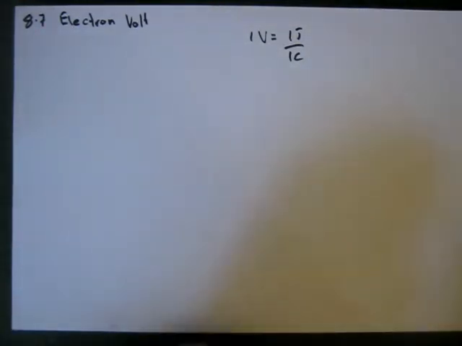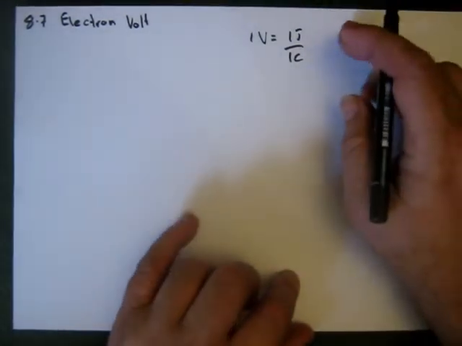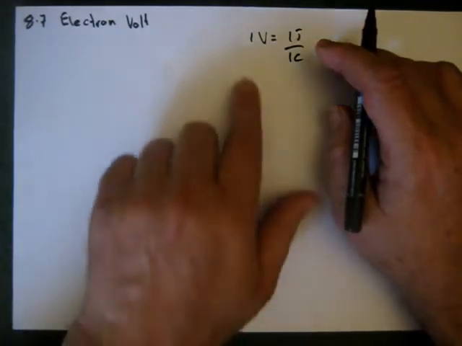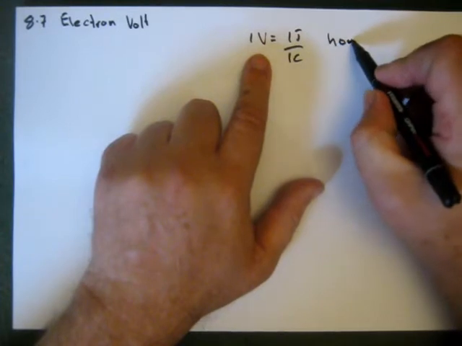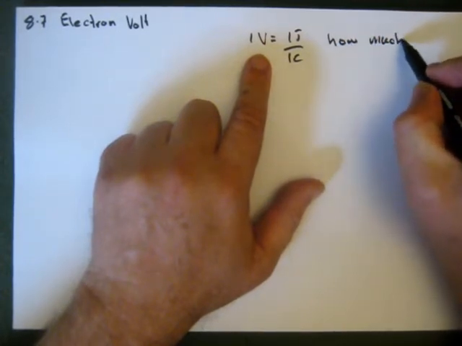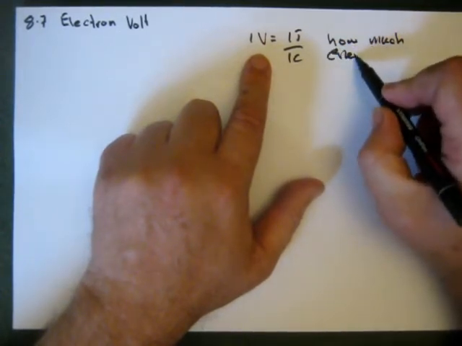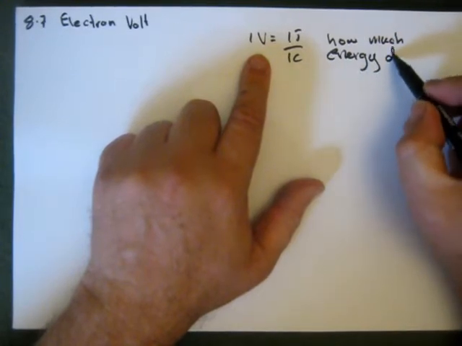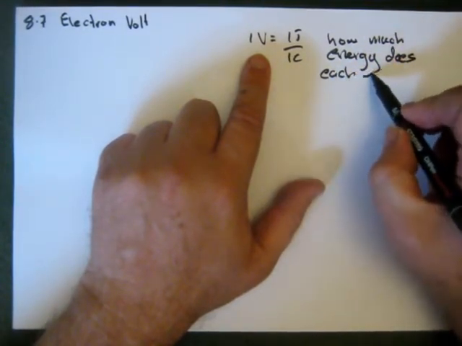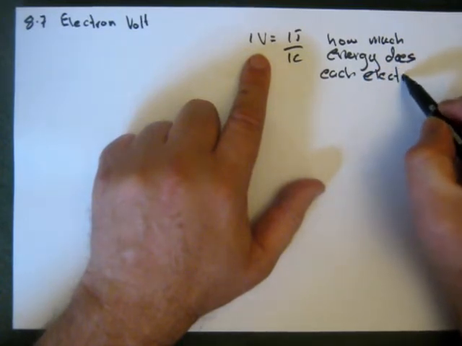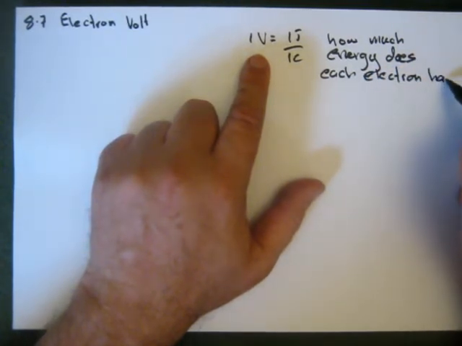the energy for a single electron. So the easiest way to think about the electron volt is: at 1 volt, how much energy does each electron have? And well, we can try this out.